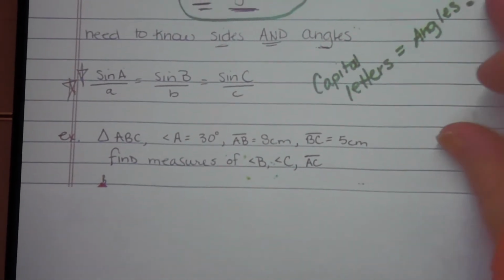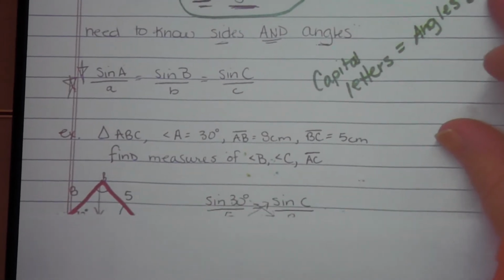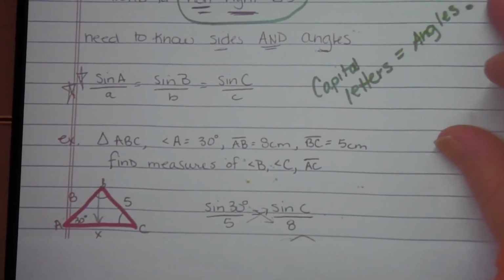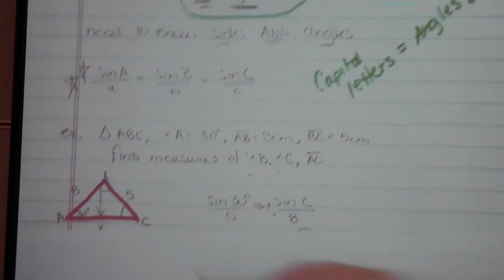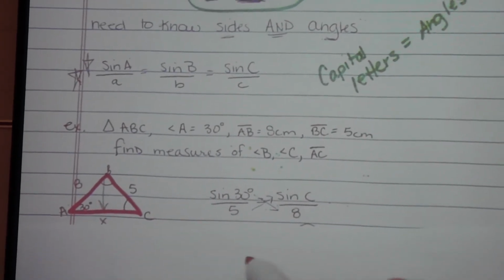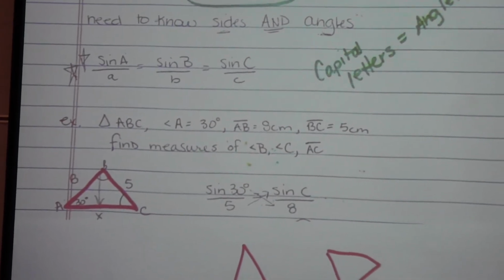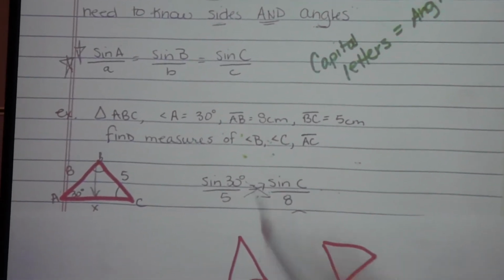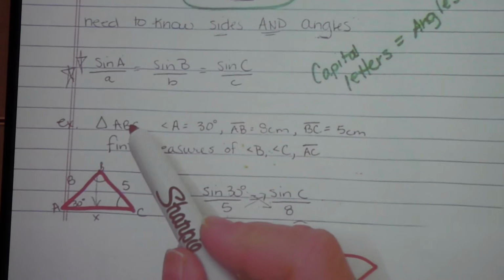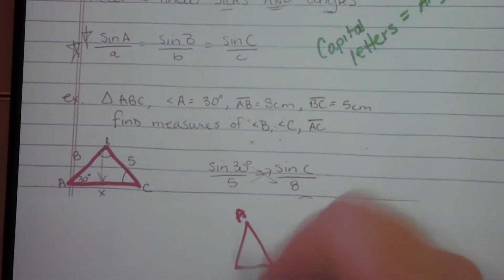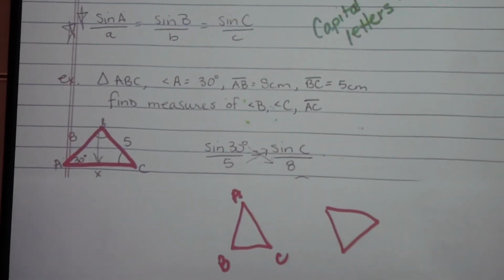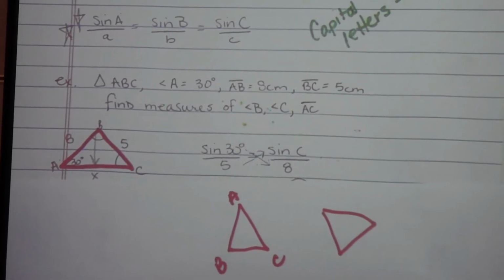Okay. So what I would do then is draw myself a triangle. And it doesn't matter what your triangle looks like. I could draw this triangle, or I could have drawn this triangle, or I could draw this triangle. We don't really know what it's going to look like. What we know is that the angles are going to be labeled A, B, and C. So we're going to go ahead and label our angles A, B, and C.